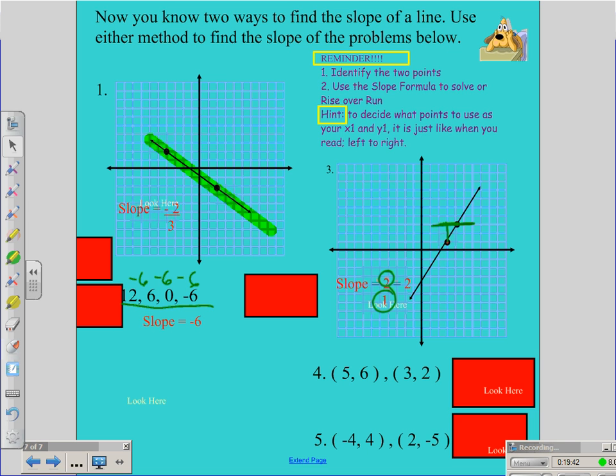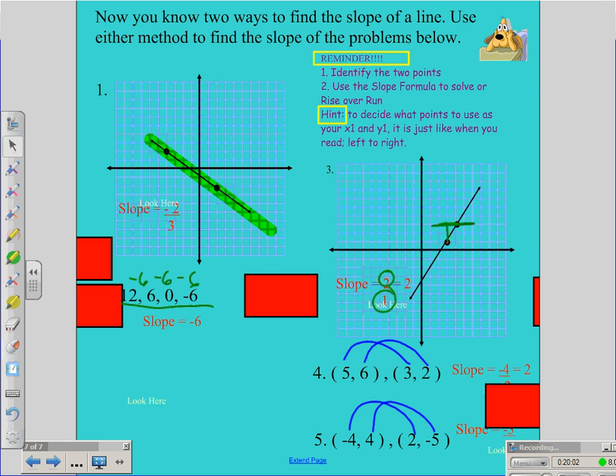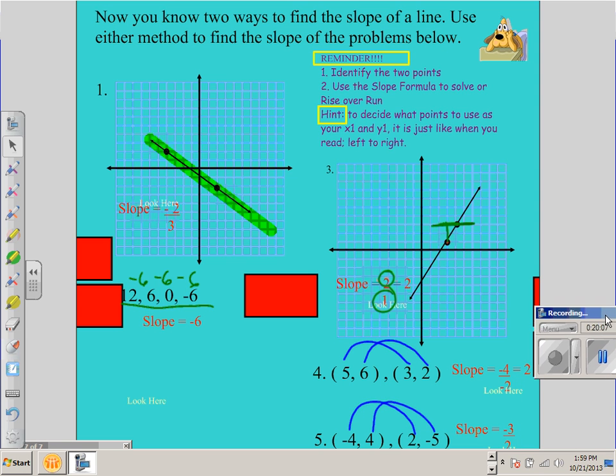On this example now, this is where we get into using the formula. So you would be doing 2 minus 6. You would be doing 3 minus 5. So you end up with a -4 over -2, which simplifies down to 2. And then the last example, once again, it's your change in your y's over your change in your x's. So you've got a -5 minus 4, and then 2 minus a -4.